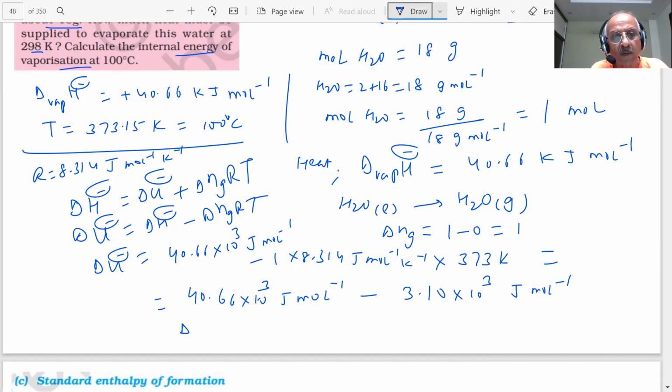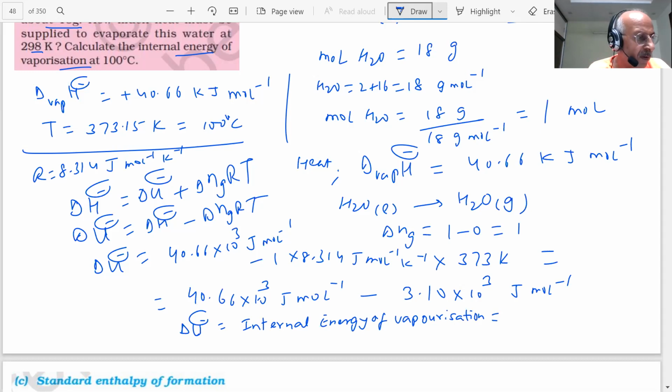What is the answer coming, student? Delta U. Internal energy of vaporization, student. 1 mole of water. 37.56, 37.56 kilojoules per mole. Okay.